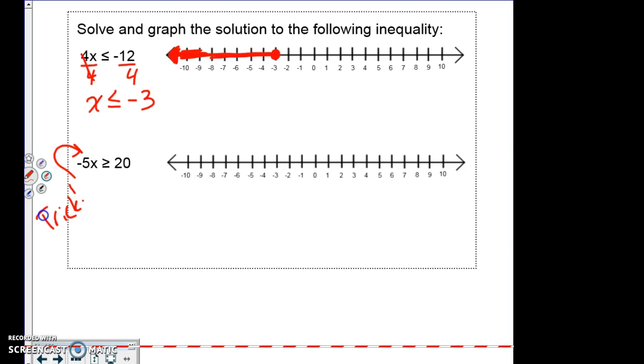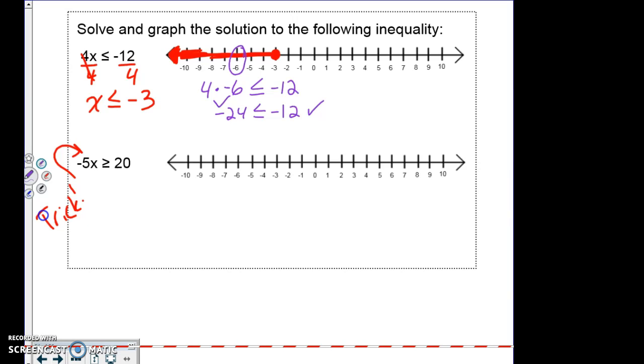And I'm going to go ahead and test it just to make sure. So I shaded in a -6. So let's see if that works, because negatives are really tricky. Is 4 times -6 less than or equal to -12? It's -24. And because it's a bigger negative, it actually is smaller than -12, so that works. So that looks like I shaded the right way.